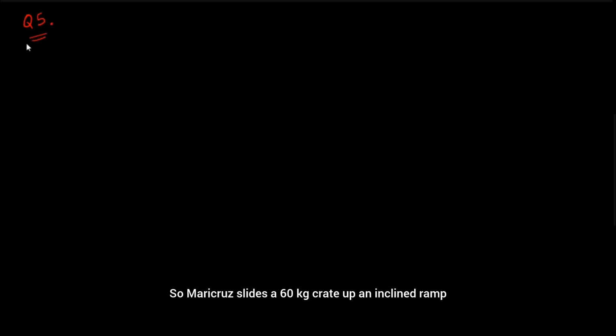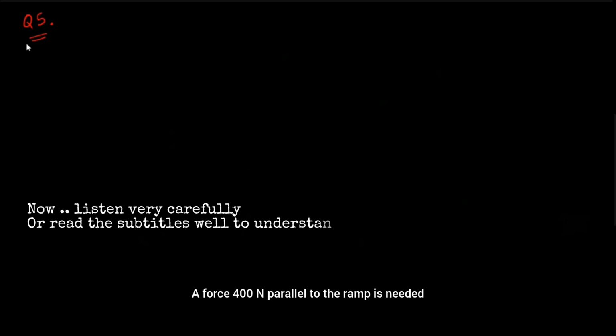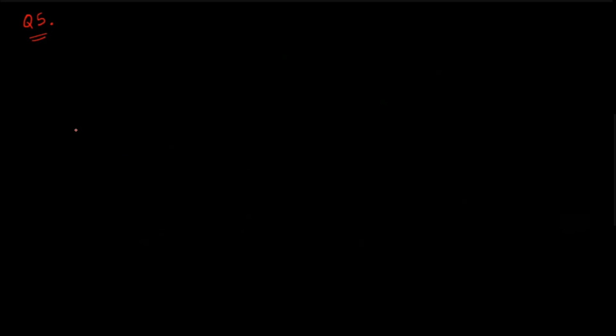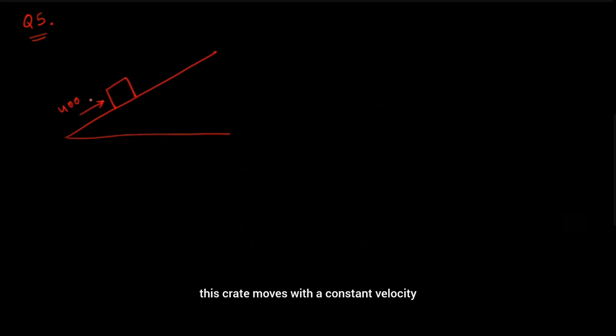So Mary Cruz slides a 60 kg crate up an inclined ramp that is 2 meters long and attached to a platform 1 meter above the floor, as shown in the figure. A force of 400 newtons parallel to the ramp is needed to slide the crate up the ramp at a constant speed. So when 400 newtons of force is acting in the upward direction, this crate moves with a constant velocity.